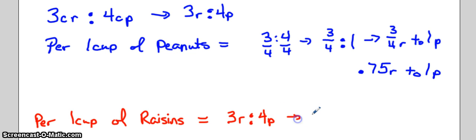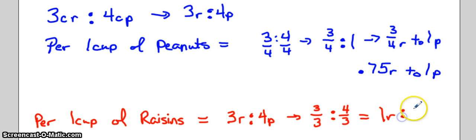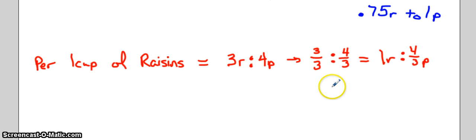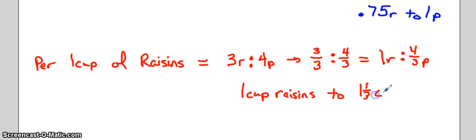Then we want to change our raisin number to 1, so 3 divided by 3 to 4 divided by 3, which gives us 1 cup of raisin to 4/3 cup of peanuts. So what this means is that we have 1 cup of raisin to 1 1/3 cup of peanuts.